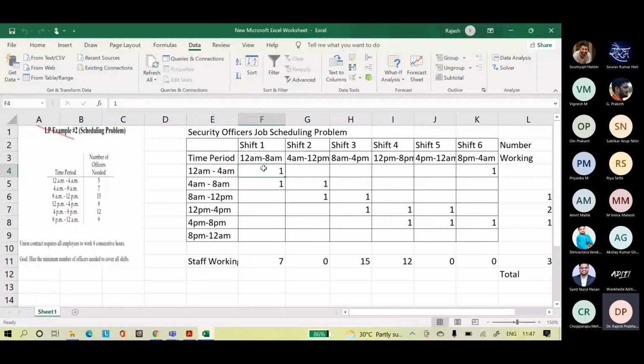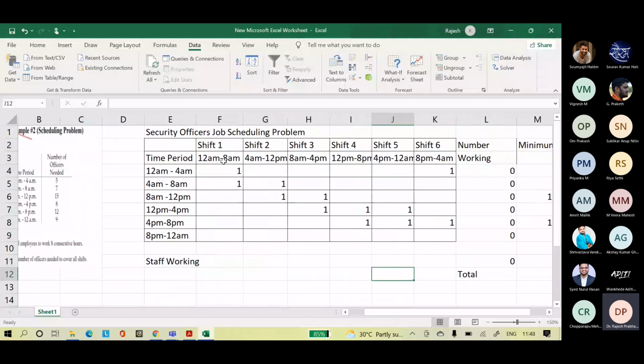So see here, there are two time periods. How many time periods are there between 12 a.m. and 8 a.m.? One time period of 12 a.m. to 4 a.m. and one time period of 4 a.m. to 8 a.m., right? So there are two time periods within 12 a.m. to 8 a.m. Agreed? And total staff working will be 5 plus 7, 12. So let me solve the problem again.